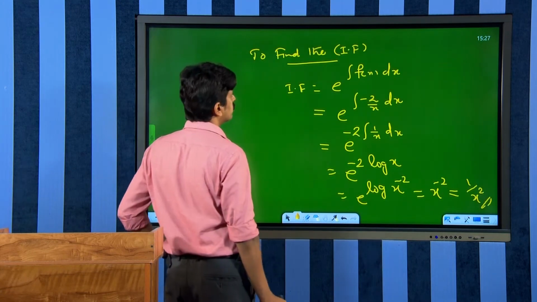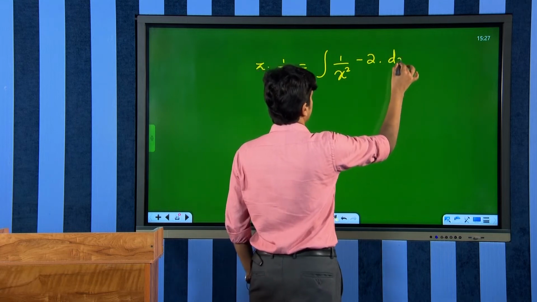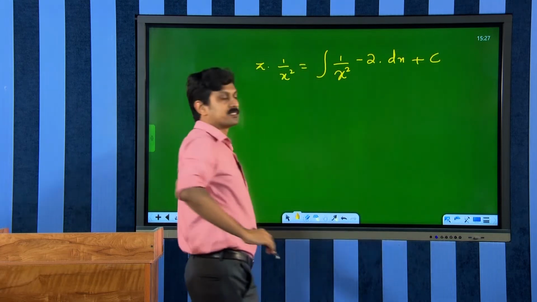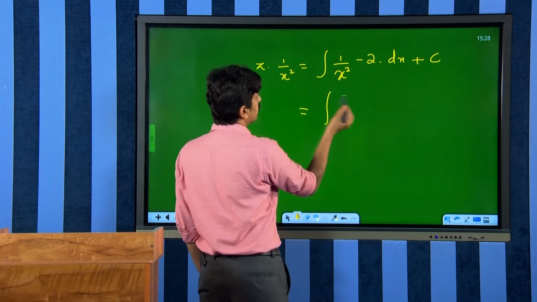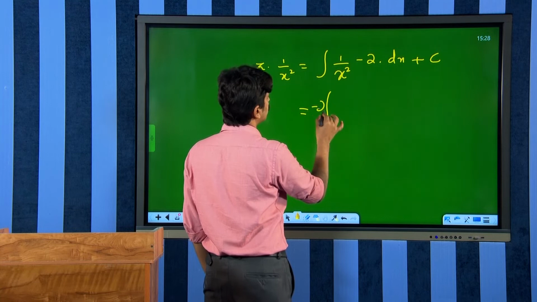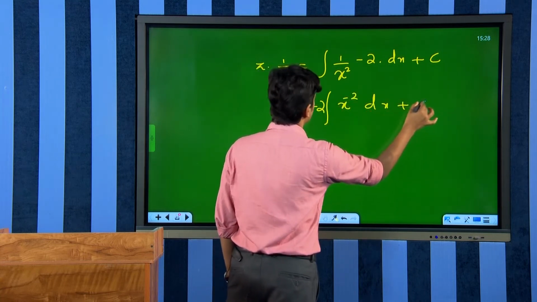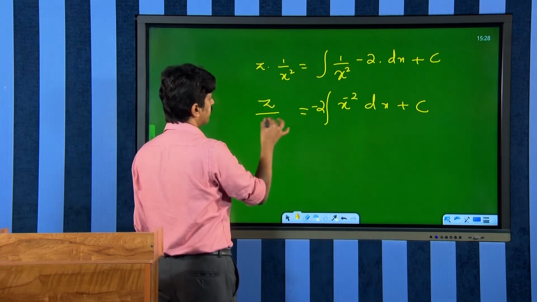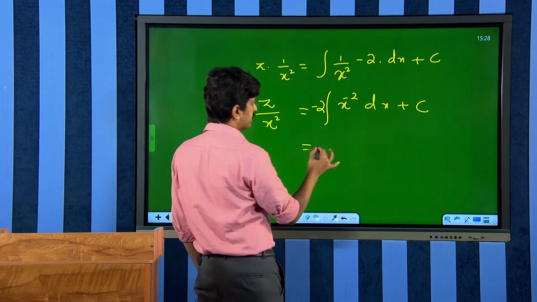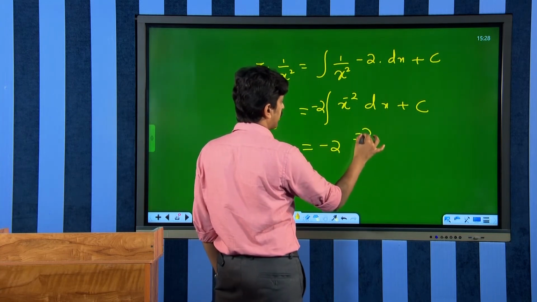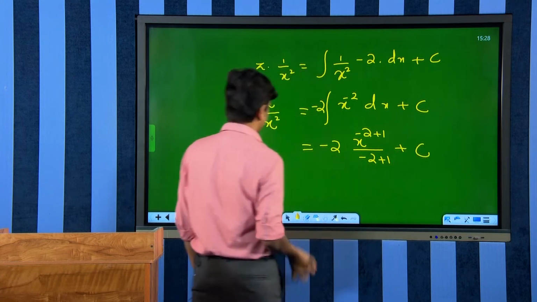Therefore this is equal to minus 2 dx plus c, the constant of integration. And here we will have the integral of minus 2 x raised to minus 2 dx plus the constant of integration, with z by x square on the left. This is equal to minus 2 x raised to minus 2 plus 1 divided by minus 2 plus 1, plus the constant of integration.